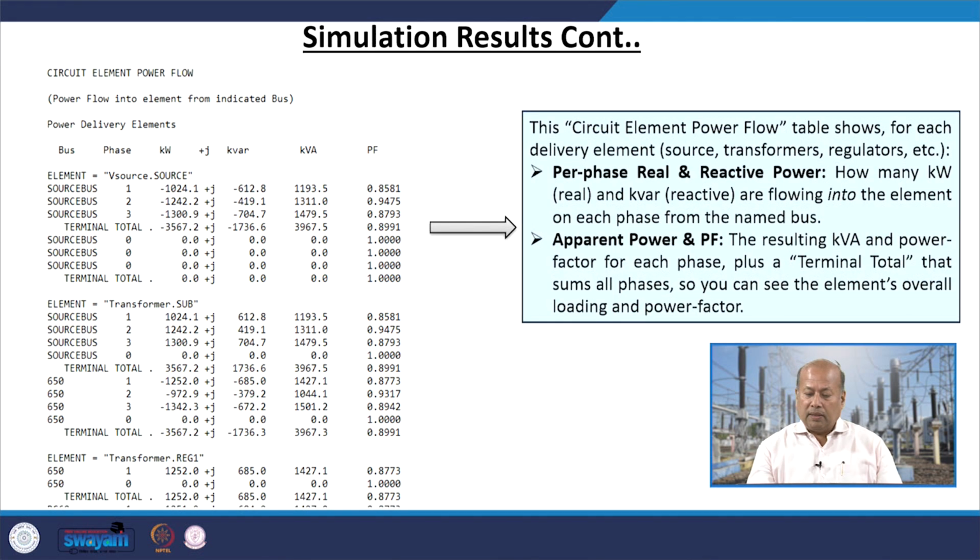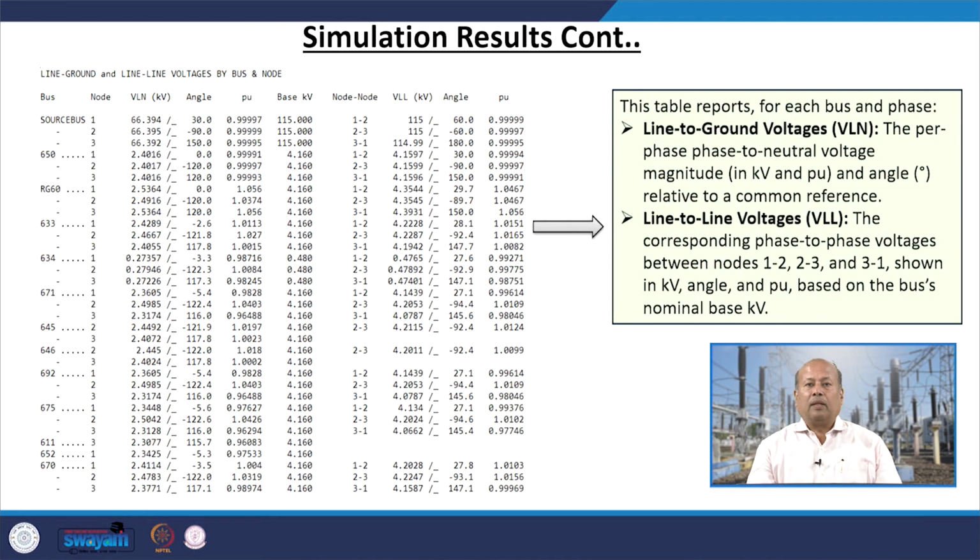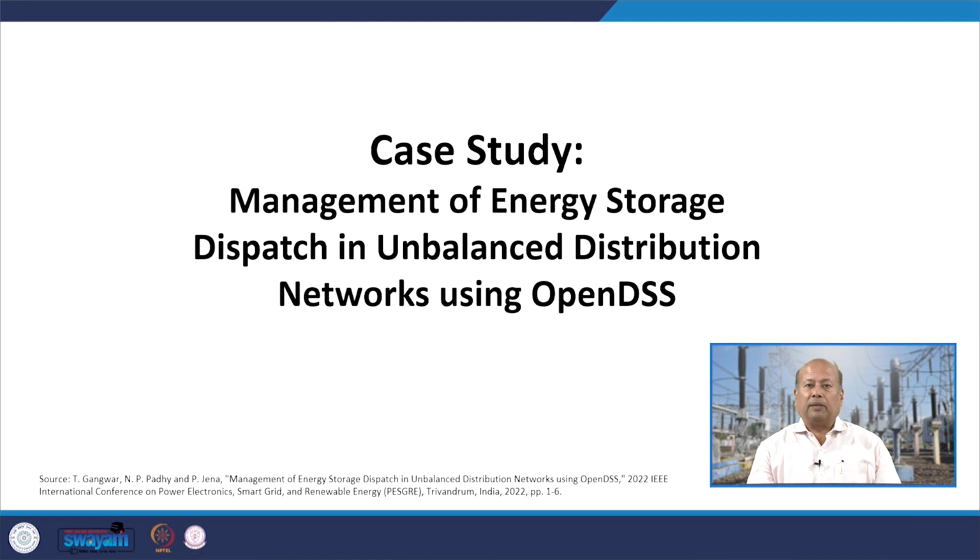Now, the circuit element power flow table shows for each delivery element, sources, transformers, and regulators, per phase real and reactive power, how many kilowatt of real and reactive kVAR are flowing into elements on each phase from the named buses. Apparent power and the power factor can also be calculated in a similar pattern. Line to ground voltages can be determined, line to line voltages also can be obtained.